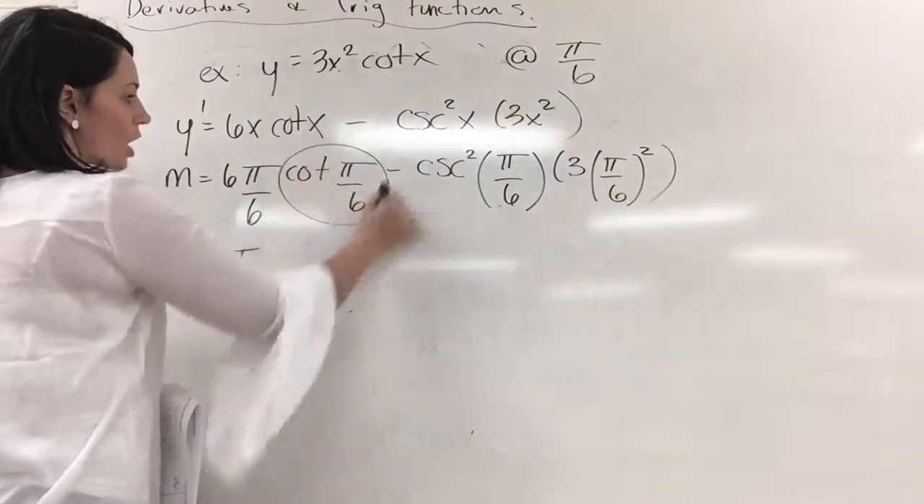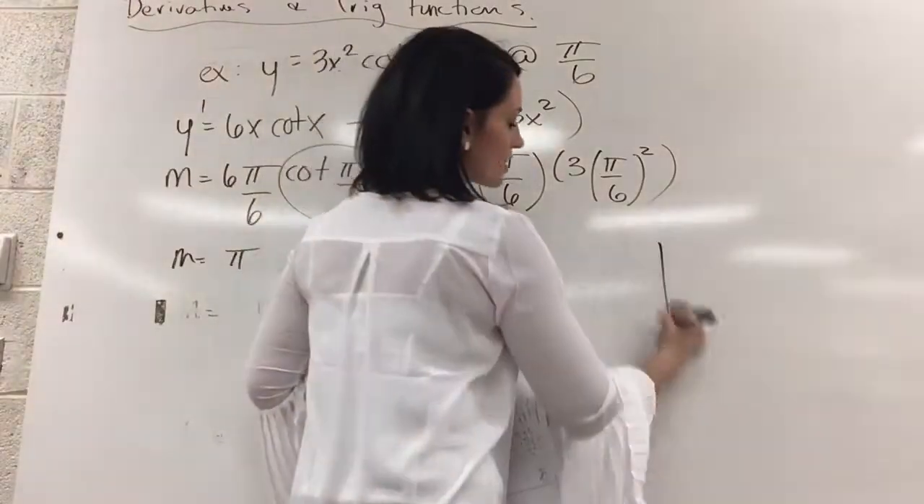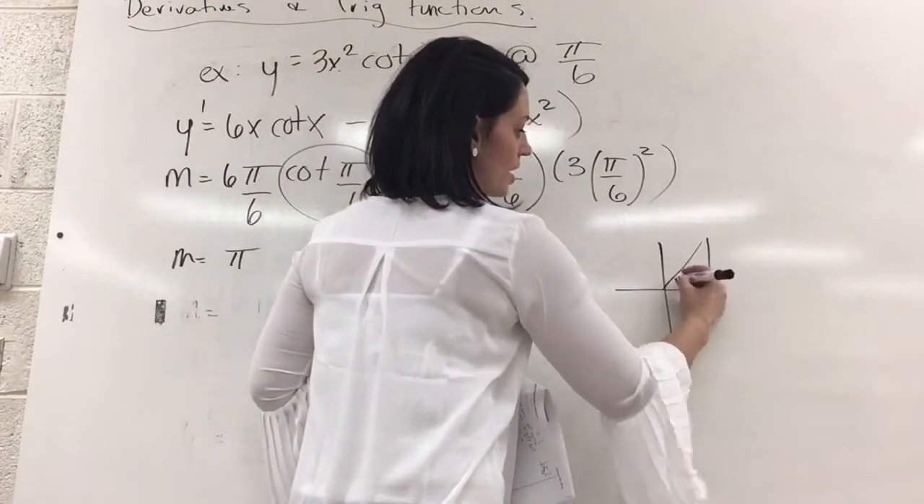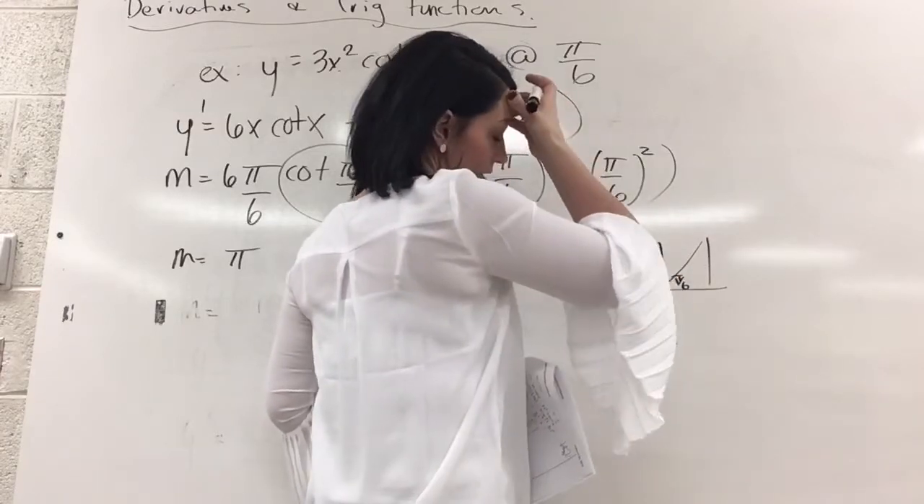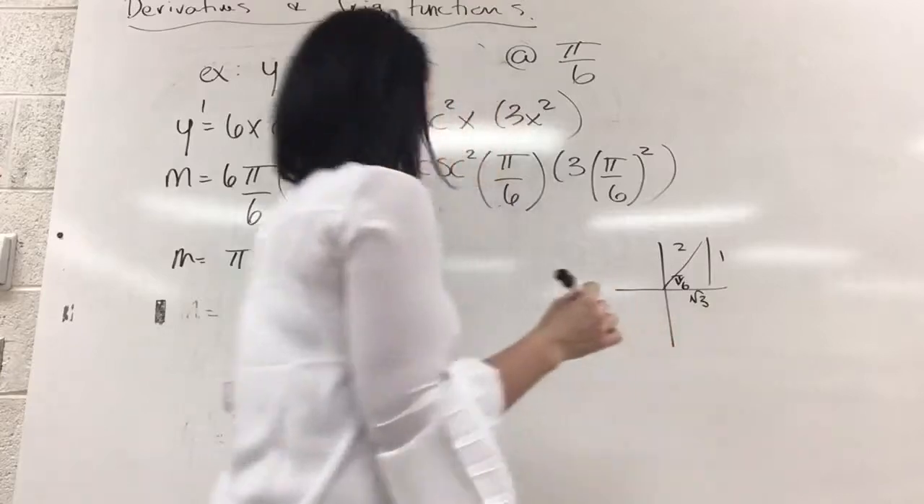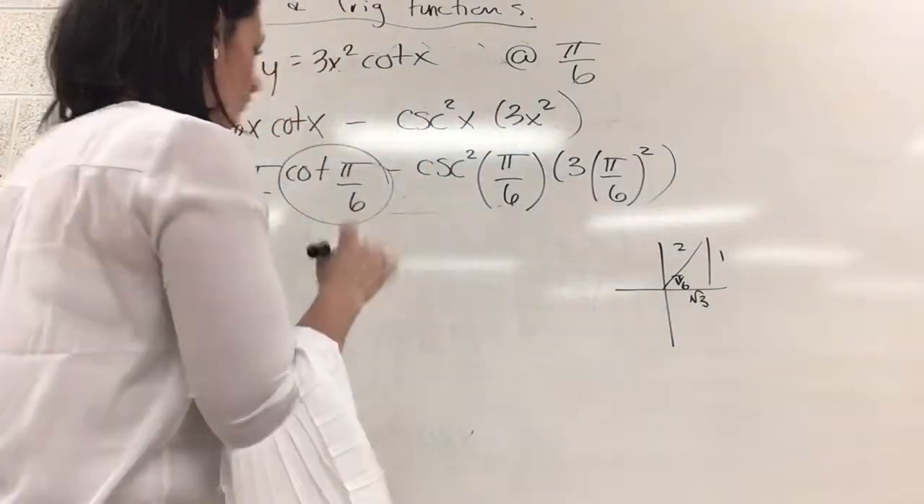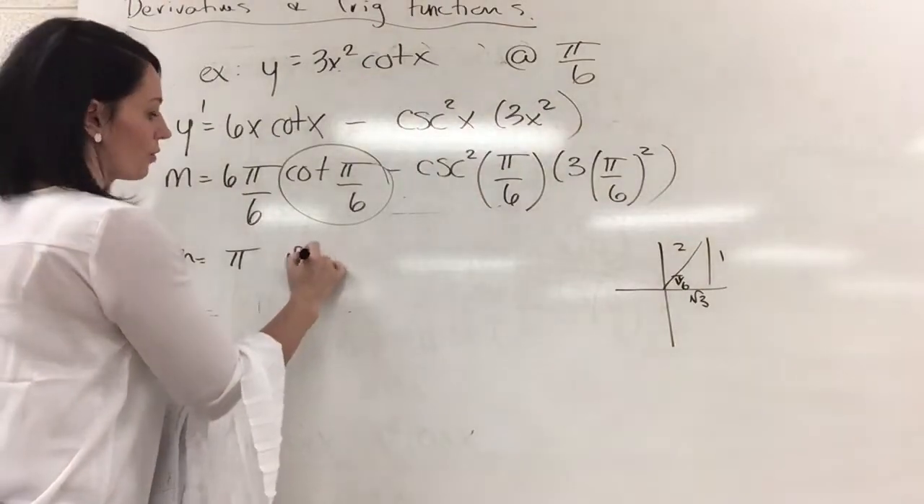Now I need to figure out what cotan of pi over 6 is. So I'm going to need my special triangle. Just down here I'm going to draw a pi over 6 triangle. So this is pi over 6, same thing as 30 degrees. So root 3, 2, 1. I'm looking for cotan. Cotan is x over y, so this is root 3 over 1.